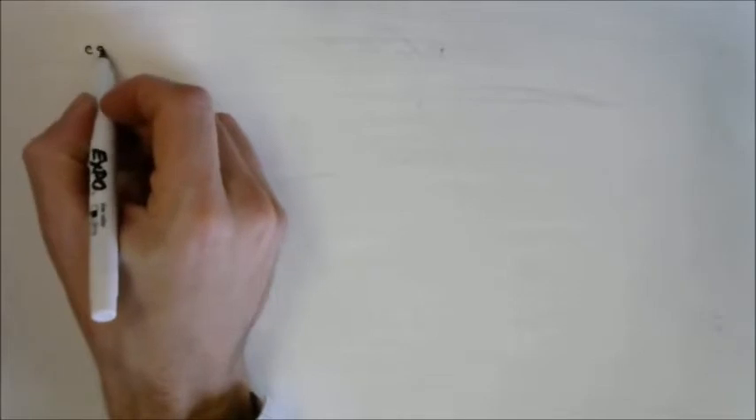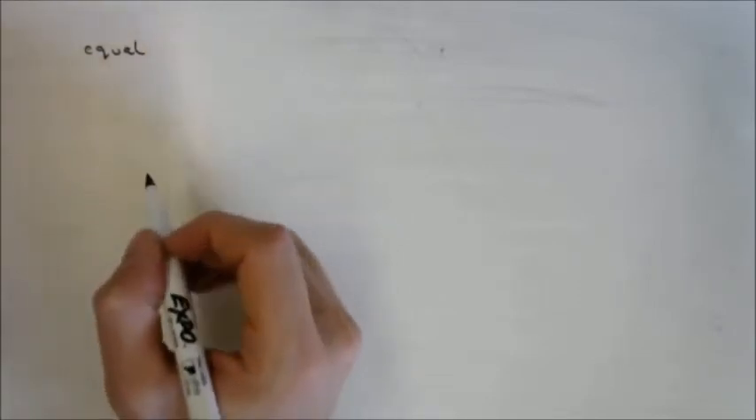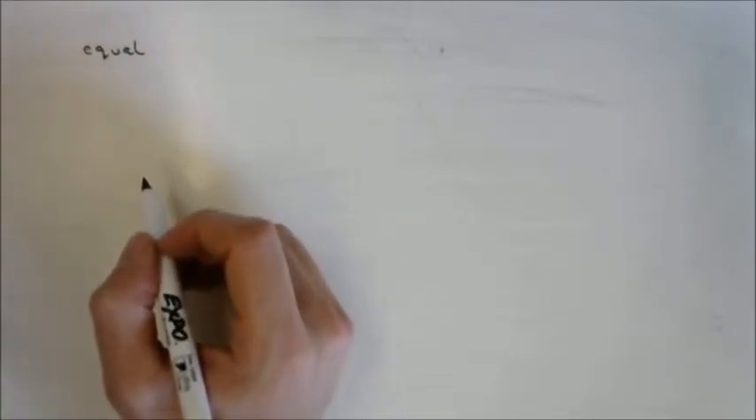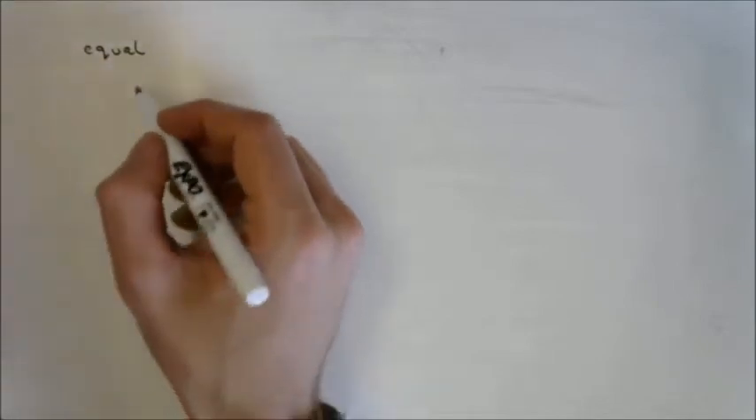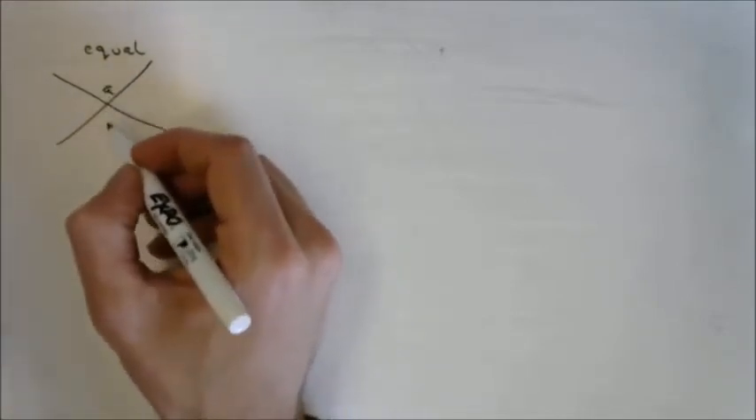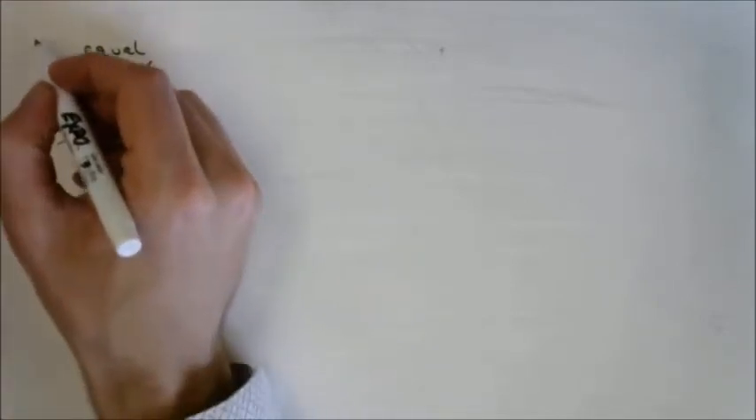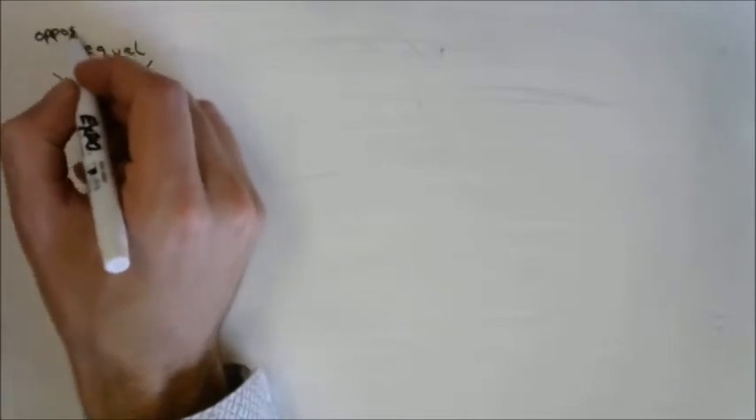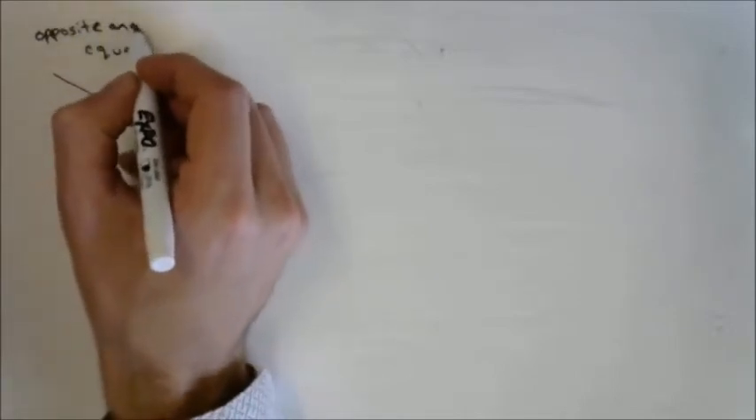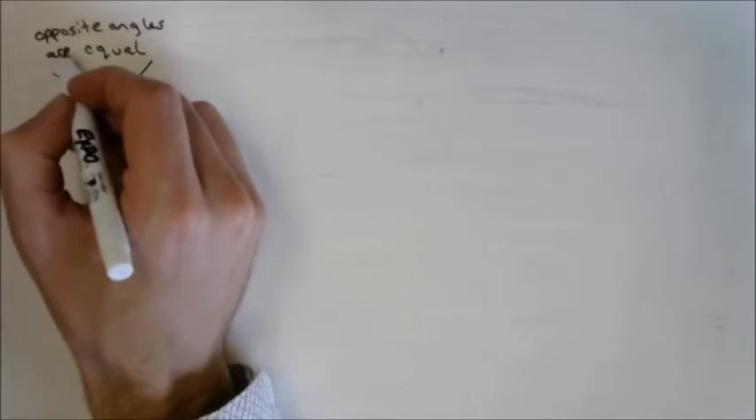Last little section of notes is on angle properties. Okay, so try and fill in the blanks in your mind. When two lines intersect, the opposite angles are equal. Opposite angles are equal. That's this diagram right here. Yeah. Opposite angles are equal.